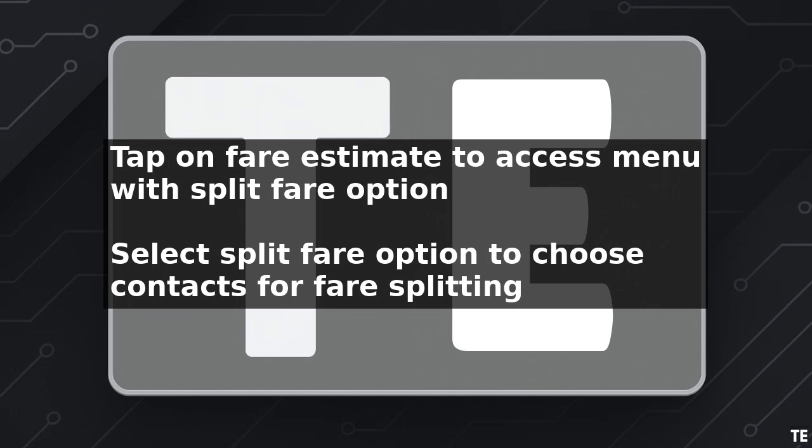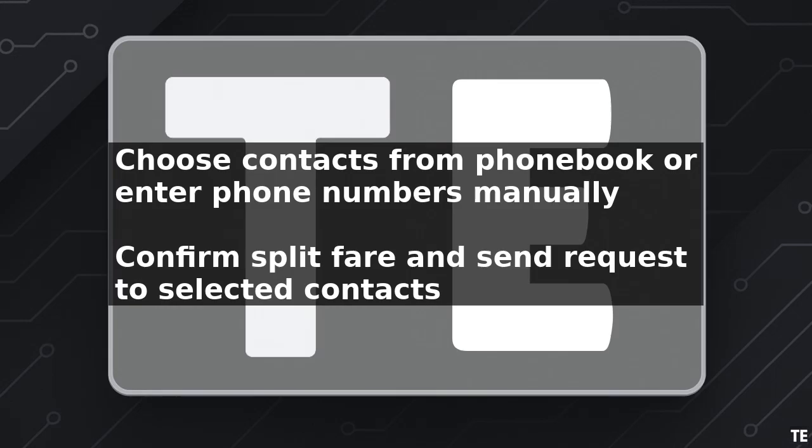After selecting the contacts, you will need to confirm the split fare. Uber will send a request to the selected contacts, and they will need to accept the request to split the fare. Once everyone has accepted, the fare will be split equally among the participants.